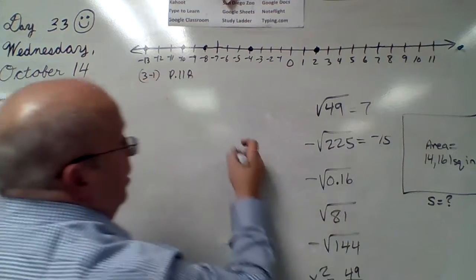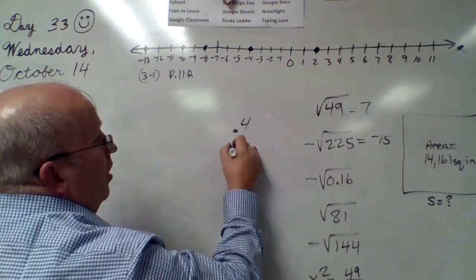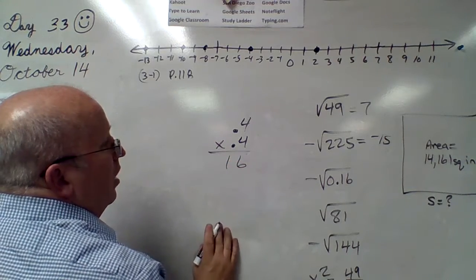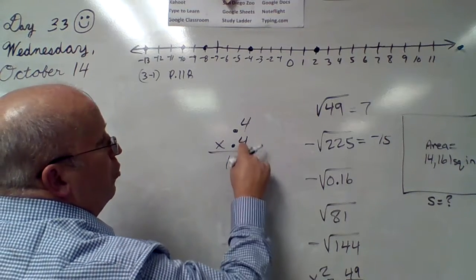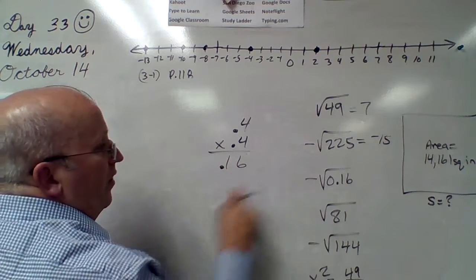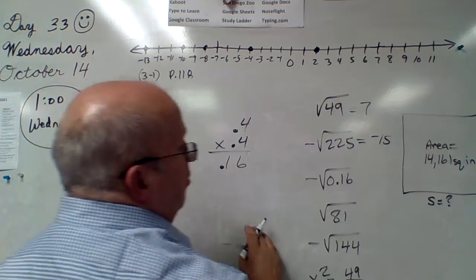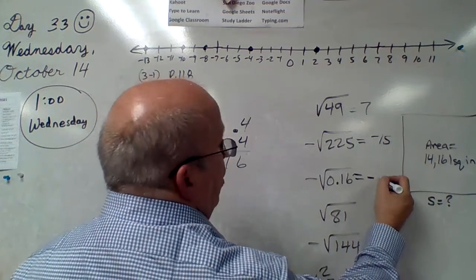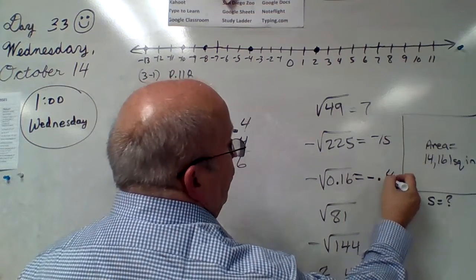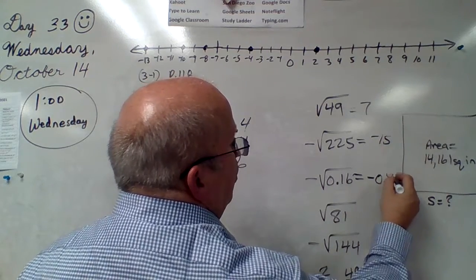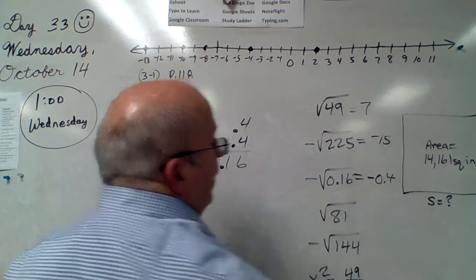So we've got to do the same thing here. Let's try 0.4 times 0.4. Let's see what we get when we multiply them together. I know I get 16. There's 2 decimal places. 1, 2. Hey, that must be the answer, sort of. But we can't forget about this. So it's -0.4. Either way, it's the same answer.